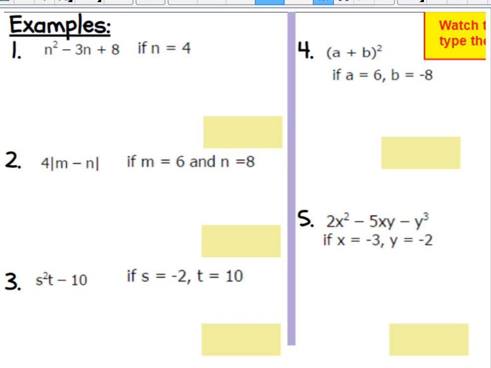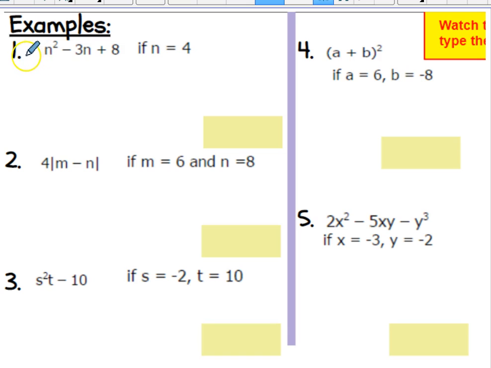Today what we're going to do is substitute and evaluate expressions that contain replacement values. Whenever we hear the word evaluate, that just means to substitute. In this first problem, we have n squared minus 3 times n plus 8. Every time we have an n in this expression, we are supposed to substitute that with 4.